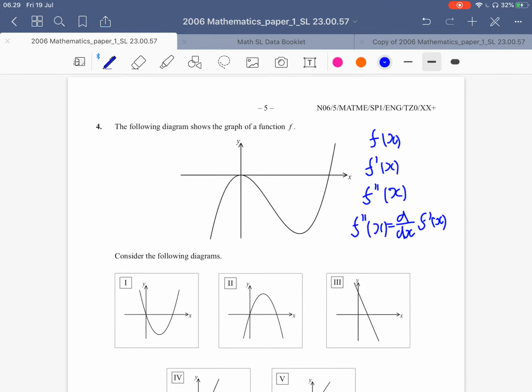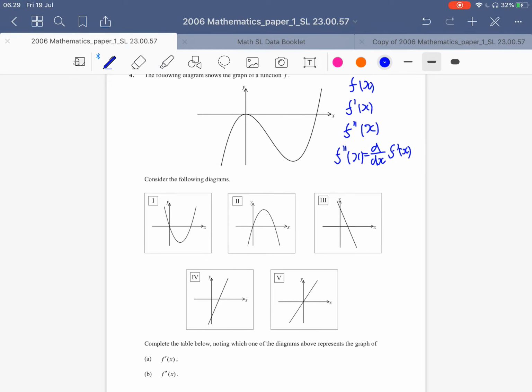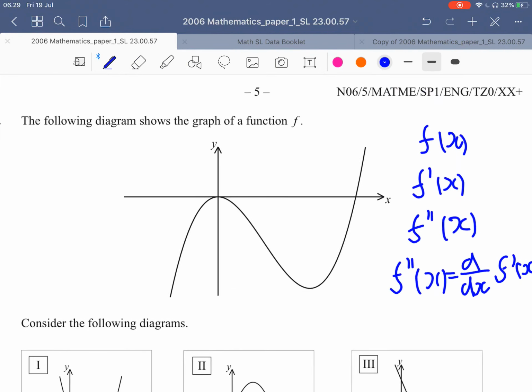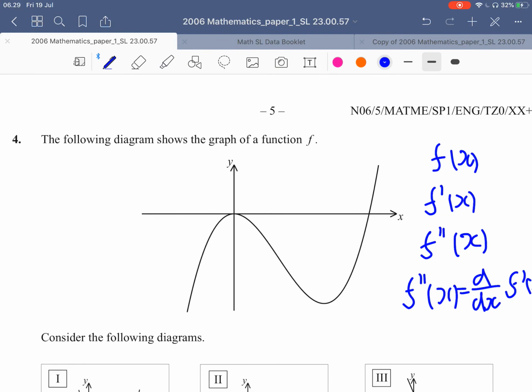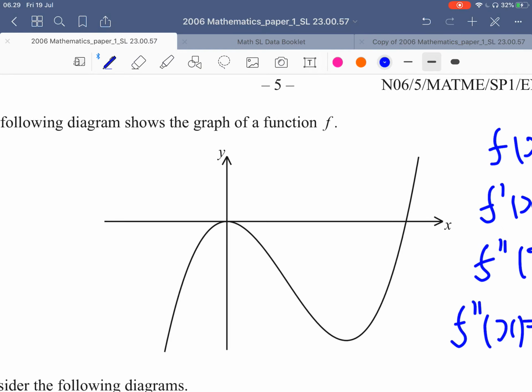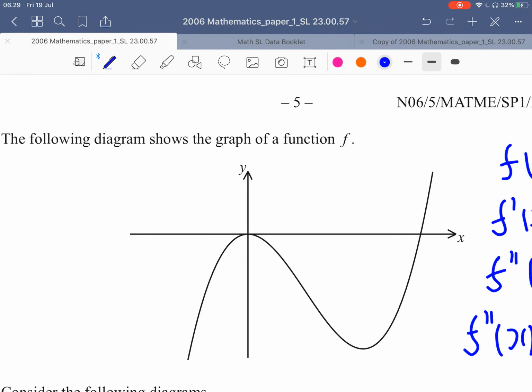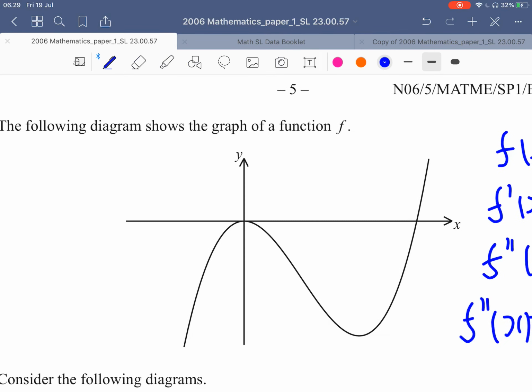So before doing that, rather than actually look at the diagrams and just trying to guess which one it is, it's helpful to just do it by yourself first and then see which one matches, so that you're not prone to some biases. So in this case, I'm just going to try and work out the second derivative from first principles.